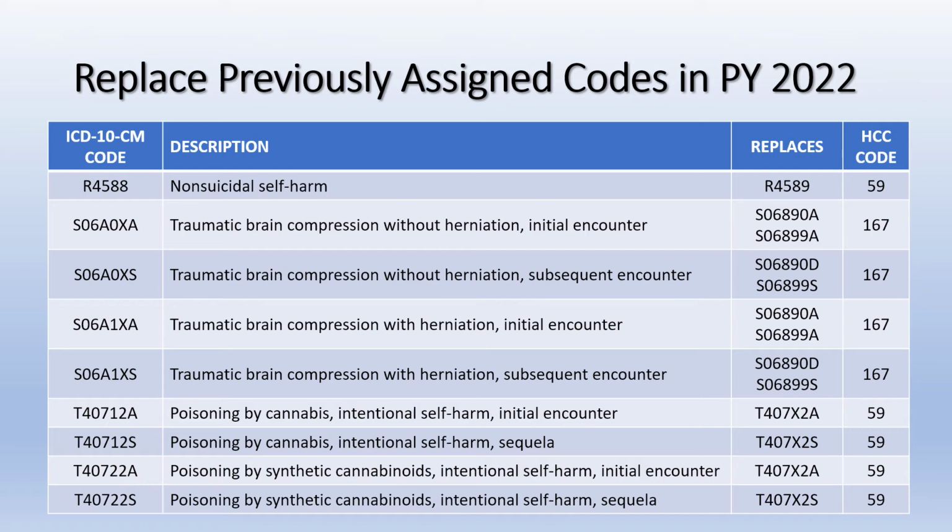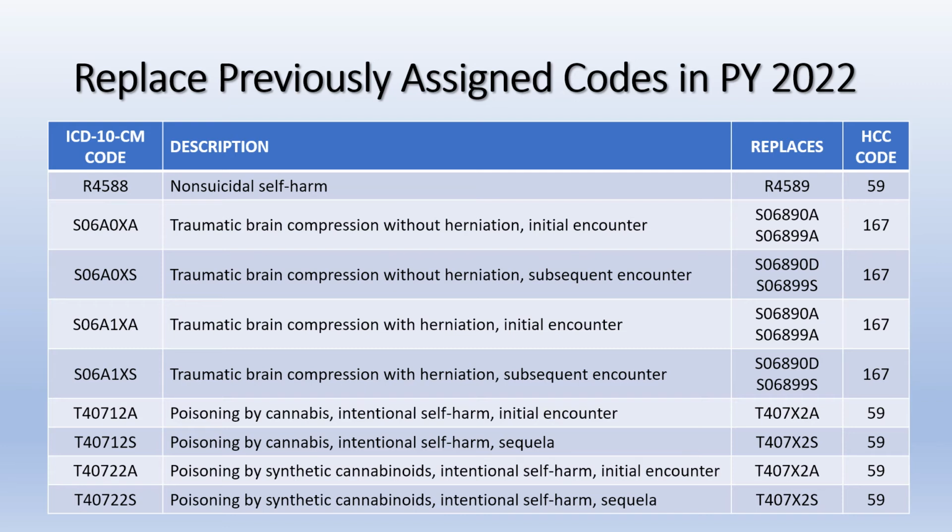S06A1XS replaces the following previously assigned codes. S06890D, concussion without loss of consciousness, subsequent encounter. S06899S, concussion with loss of consciousness of unspecified duration, sequela. T40712A replaces the following previously assigned ICD-10 code. T407X2A, poisoning by cannabis, derivatives, self-harm, initial encounter. T40712S replaces the following previously assigned code. T407X2S, poisoning by cannabis, derivatives, self-harm, sequela.